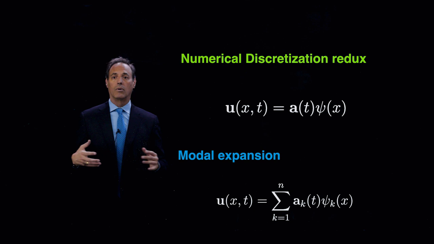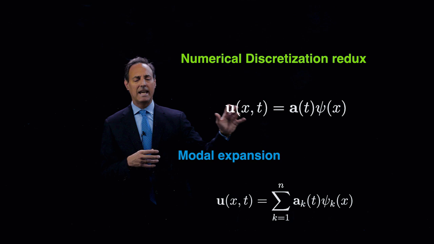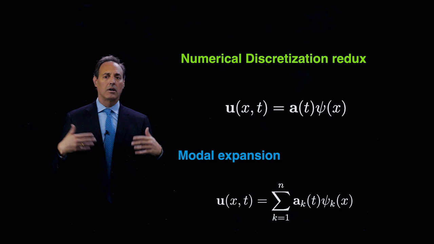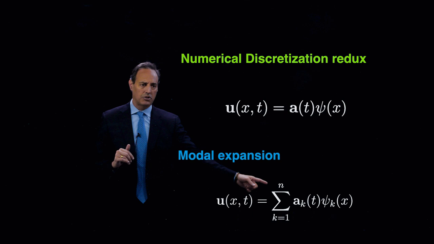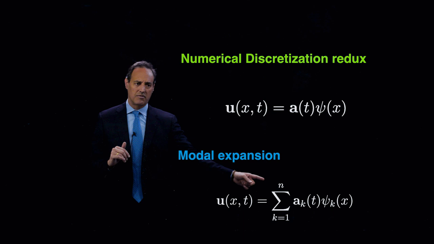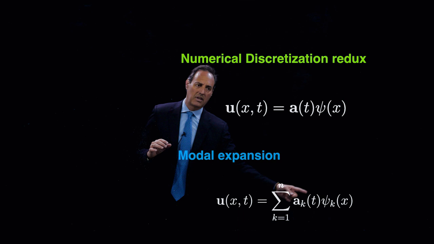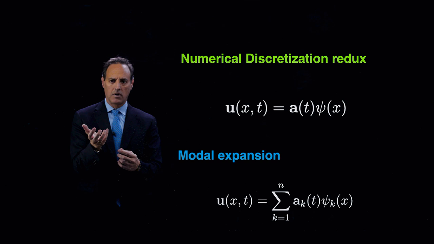But in either case, what we really want to do is take that idea of separation of variables and build a numerical algorithm out of it, okay? And how we're going to do that is through doing modal expansions. The way we're going to do that is think about u of x,t. I'm still going to use the structure of a time-space separation, a of t, psi of x. But notice what I've done here is I've now said I'm going to represent this in terms of psi_k's and a_k's. So the psi_k's are going to be modal basis functions. And I'm going to explain what those are.